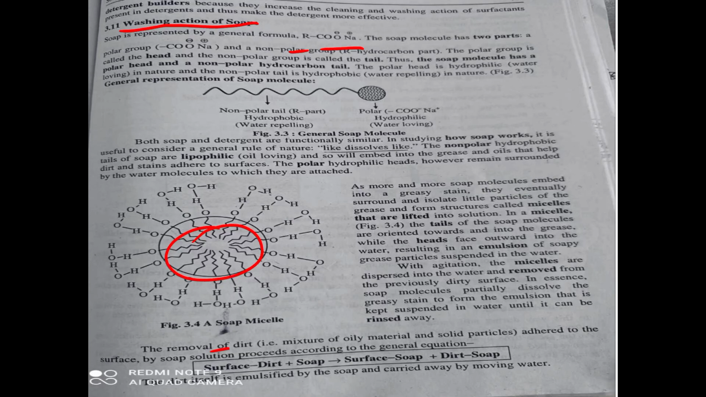The removal of dirt, for example a mixture of oily material and solid particles, from a surface by soap solution proceeds according to a general equation. This is the important general equation. How do you remove your dirt? For example, your dirt is a mixture of oily material and solid particles. We can use this general formula: surface-dirt plus soap converts into surface plus dirt-soap. The dirt itself is emulsified by the soap and carried away by the moving water.